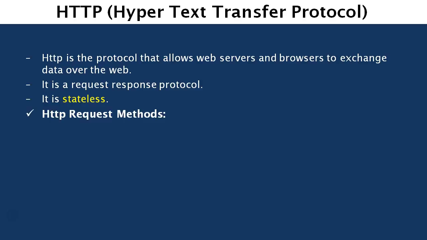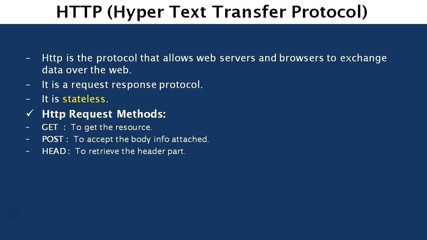So first let's understand the important HTTP request methods. One is GET. This method is used to get the resource present at any specific URL, and another one is POST. This is almost similar to a GET request, but we add some extra information in the body content. And another one is HEAD. This is generally used to retrieve the header part. And TRACE, this is generally used for testing and troubleshooting.